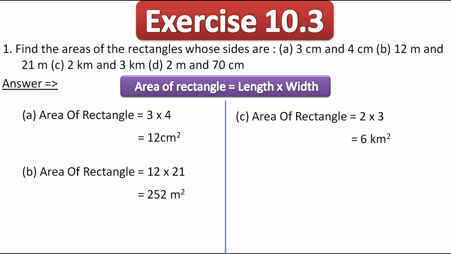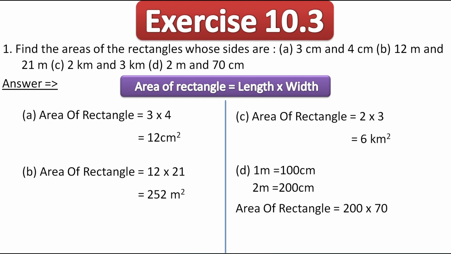Here see, one length is 2 meter and one length is in centimeter. So what we will do, we will convert one of them into the other unit. I'll convert this meter into centimeter. As we all know, 1 meter is equal to 100 centimeter. Therefore 2 meter is equal to 200 centimeter. Now we have the two sides as 200 centimeter and 70 centimeter. So the area of rectangle is equal to 200 into 70, which gives us the answer as 14,000 centimeter square. Now let's convert it into meter square, that is 1.4 meter square.